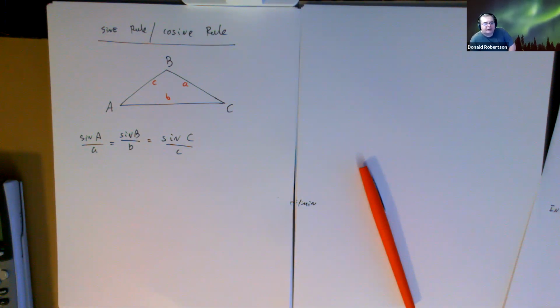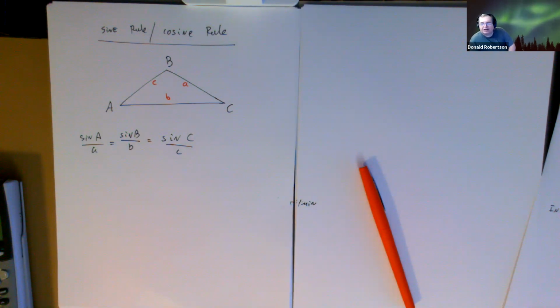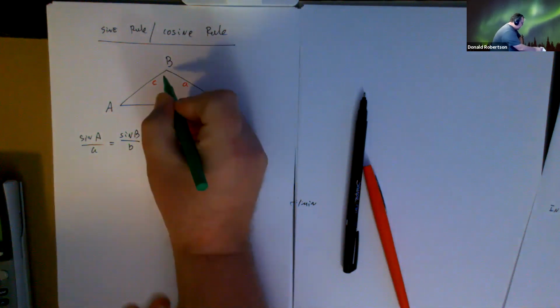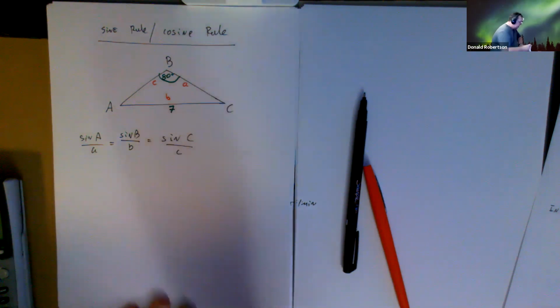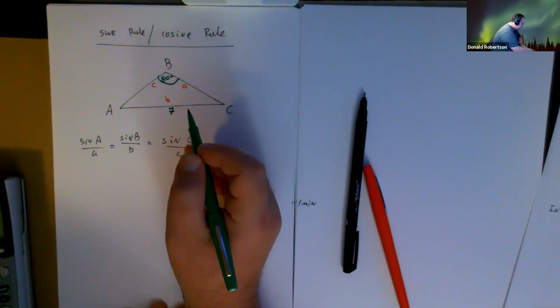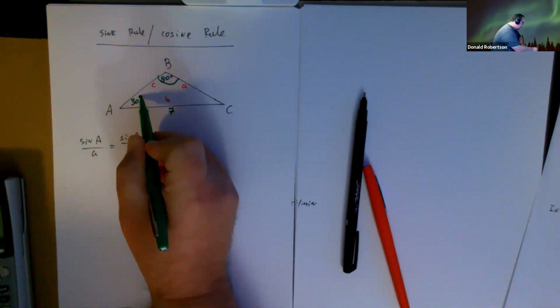Now, as long as you give me enough information about this particular triangle, you should be able to find any angle or side that's not given, as long as I give you particular kinds of information. So in this case, let's suppose that I tell you that this angle up here is 80 degrees and that this side here is 7. And I tell you this angle here is 30 degrees.